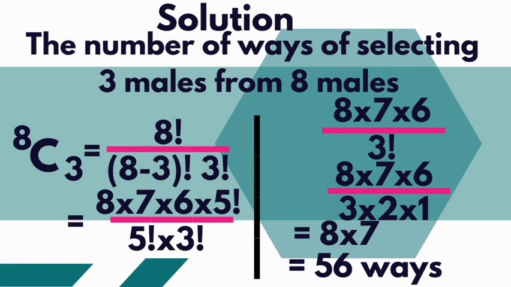Hence, we have 8 times 7 times 6 all over 3 factorial. 3 factorial at the denominator is reduced to 3 multiplied by 2 multiplied by 1. And we therefore have 8 multiplied by 7. So the number of ways of selecting 3 males from 8 males is 56 ways.